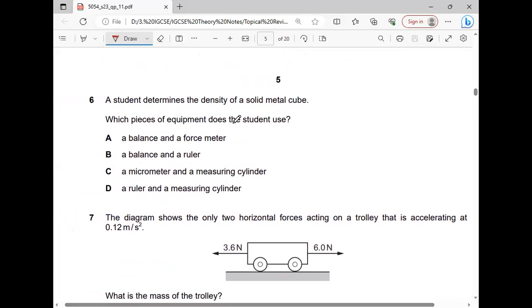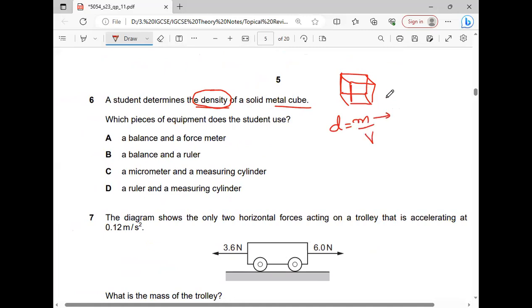A student determines the density of a solid metal cube. It is a regular shaped body. We have to determine the density. What is the formula of density? Density is equals to mass over volume.